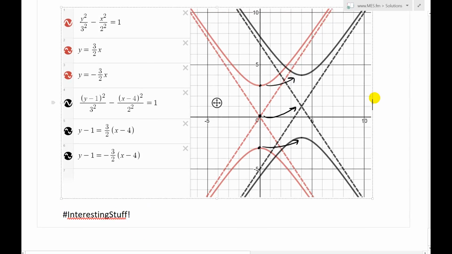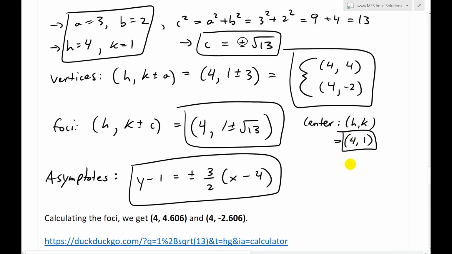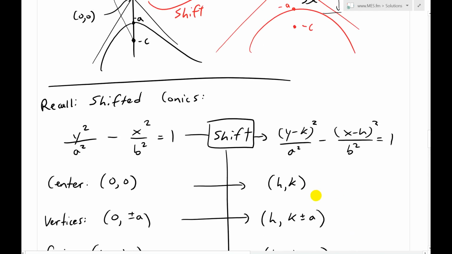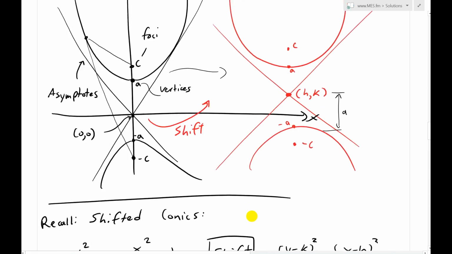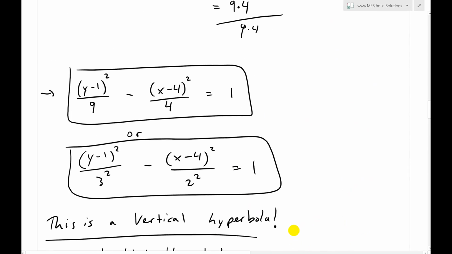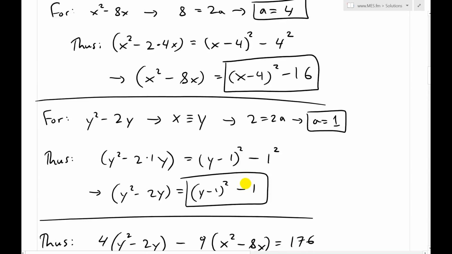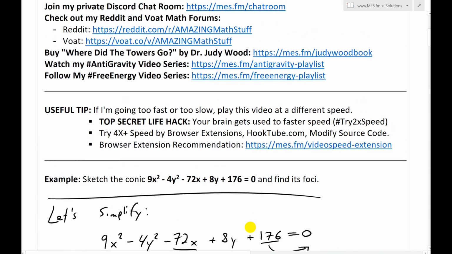So yeah, that is all for today. Hopefully you followed along with this very detailed example. I wanted to go through it very slowly and methodically, to drive home the point of how to shift conics, especially since the hyperbola is a bit more complex than the typical parabola or ellipse. This example involved a lot of completing the squares and putting it all together.